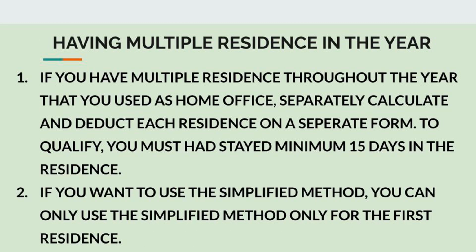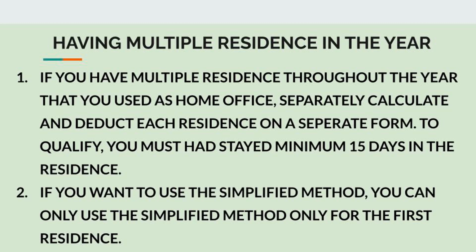Now, as I said, there are scenarios where you may move, for example, or for various reasons you have multiple residences throughout the year. If you have multiple residences throughout the year that you use as a home office, you can separately calculate and deduct each residence's expenses on a different form. In the case of Schedule C, on a different Form 8829. The only thing you have to keep in mind is that to qualify as a home office in this scenario, you have to have stayed a minimum of 15 days in that location. If you want to use the simplified method, you can only use it for the first home.